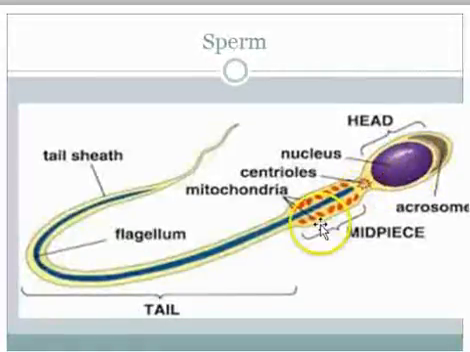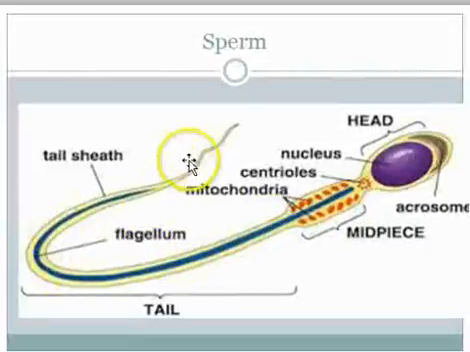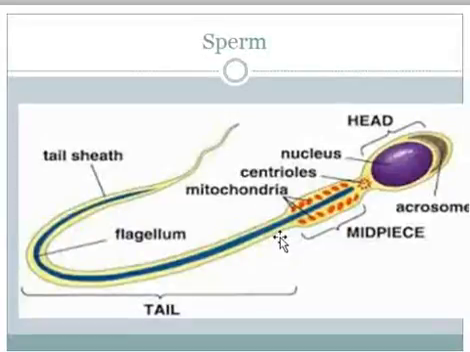So after the head, we have our midpiece, which is basically our powerhouse center. So it's full of mitochondria, and we need mitochondria in order to power this flagellum, or this tail, because we are not going to be able to get those 23 chromosomes across the distance without having a good mobility factor on our side.